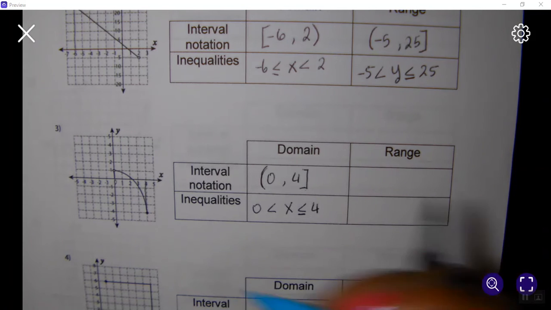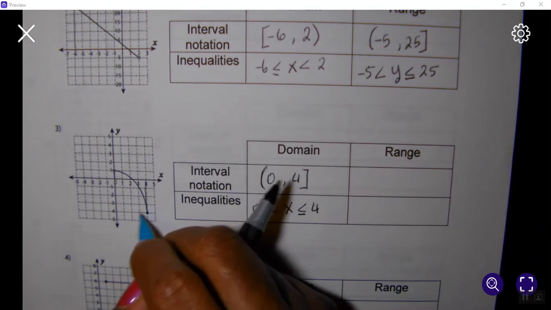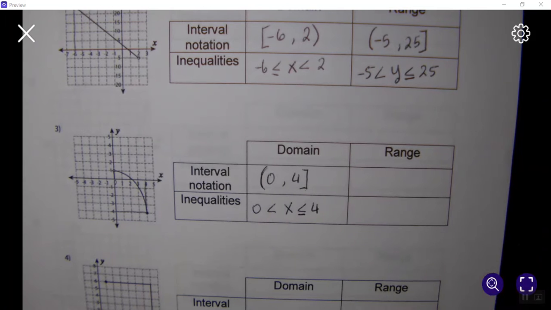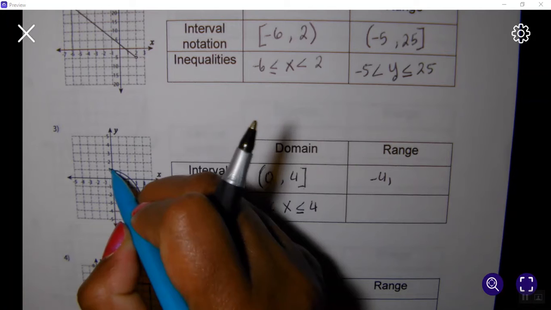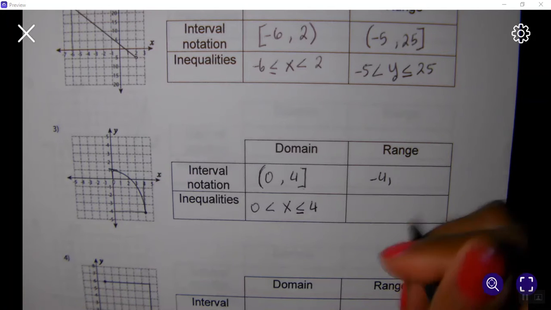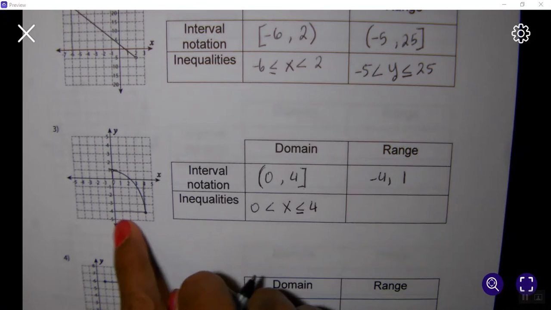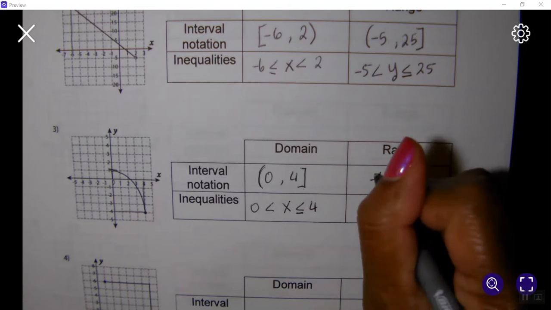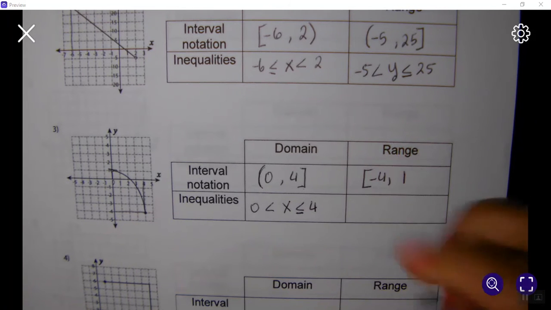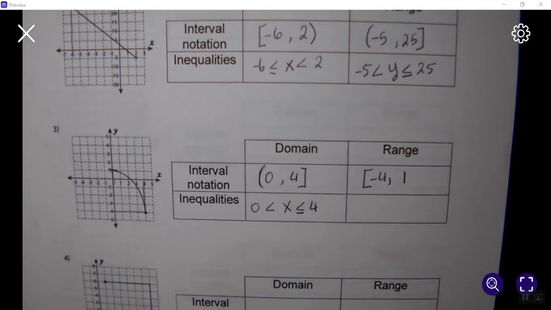Okay, for the range, always start at the bottom. So it's at -4, up until the highest point, which is at 1. At -4 it's a closed circle, so I'm going to put a closed bracket. And at 1, I believe it's an open circle. Let's see.